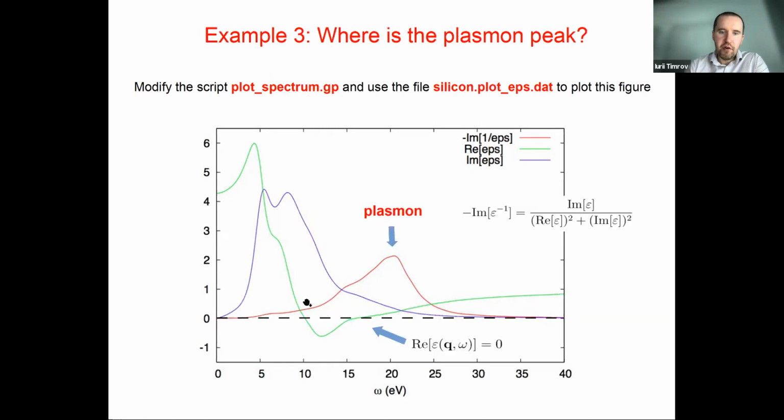And by the way, just to comment, when the real part of epsilon is also 0, but with a negative slope, it goes from positive to negative, you find peaks in the imaginary part of epsilon.